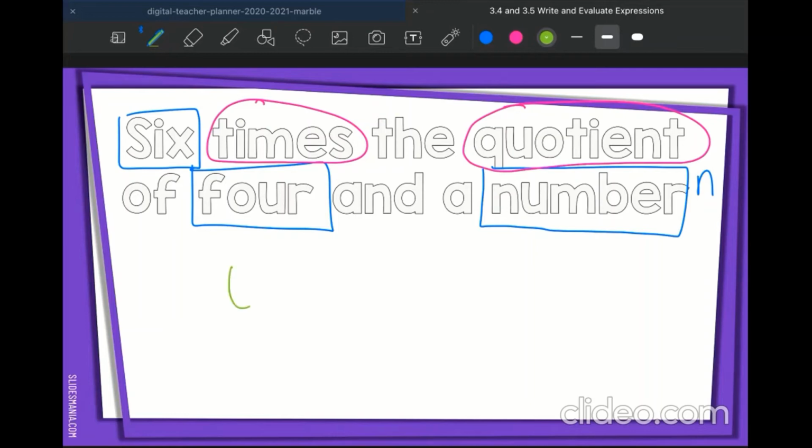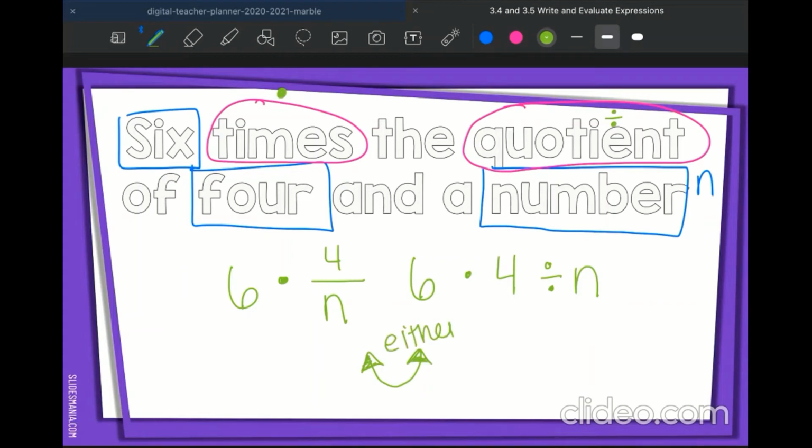So I'm just going to do 6 times, what does quotient tell me to do? Times tells me to multiply, quotient tells me to divide. So I'm going to do 6 times divide 4 and a number. Or I could have also written it as 6 times 4 divided by n. I can show division using a fraction because a fraction also tells me to divide. So either or. And that's your final answer.